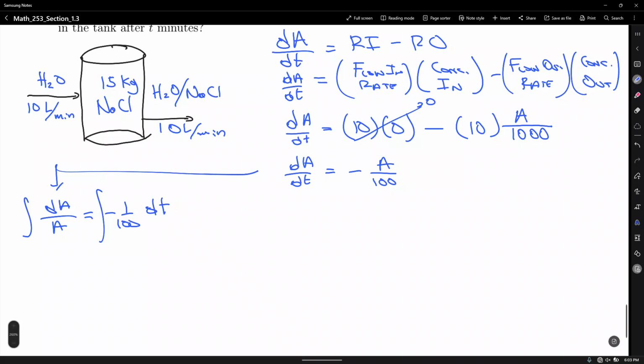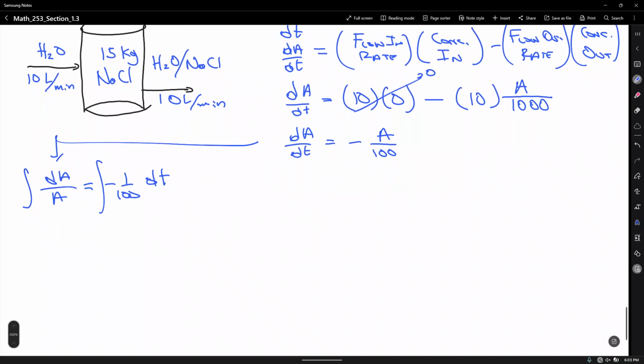The integral of dA over A, what would that be? Natural log of the absolute value of A. However, I'm just going to say ln of A, because are there any negative amounts of salt? It's either 0 or positive, so I think the absolute value bars are not relevant for the context of the situation. So this is equal to -1/100 t plus c. That is the general solution to the equation.